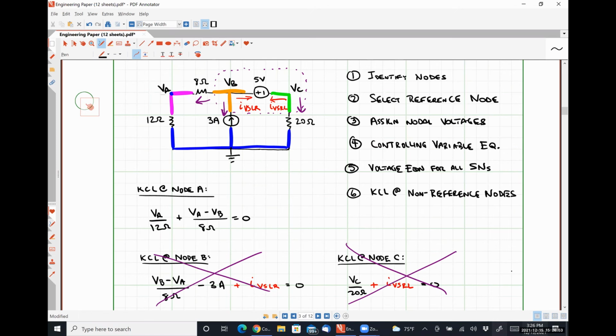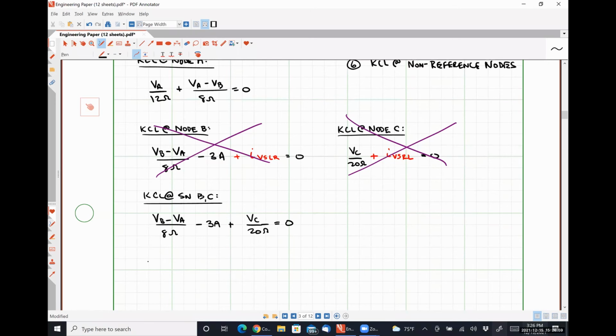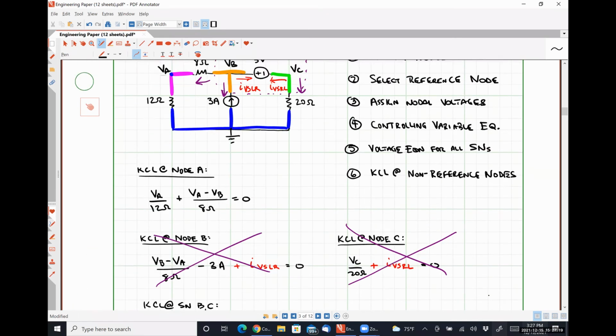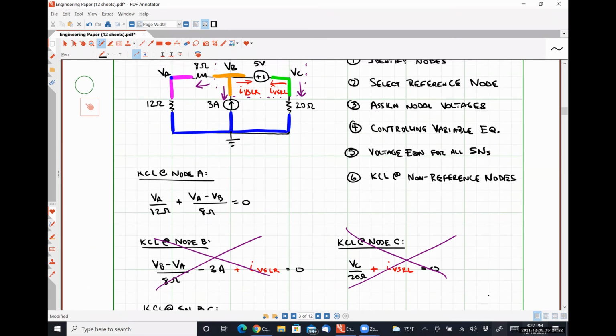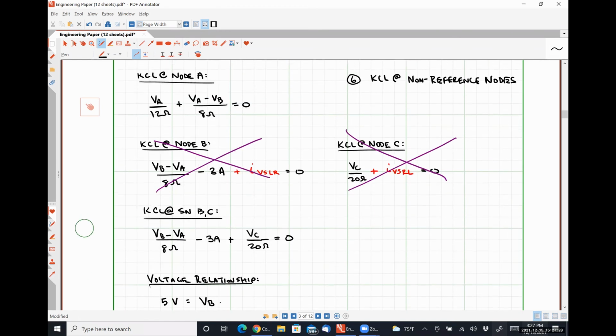We have a voltage source here in this circuit. How much voltage is provided by it? 5 volts. So here's our voltage relationship equation. Five volts, which is the voltage provided by our source, will be equal to the nodal voltage at the positive polarity terminal, which is what? VB, minus the nodal voltage present at the negative polarity terminal, which is VC.